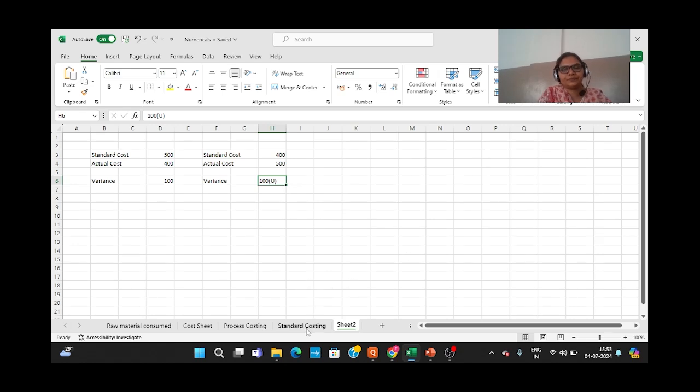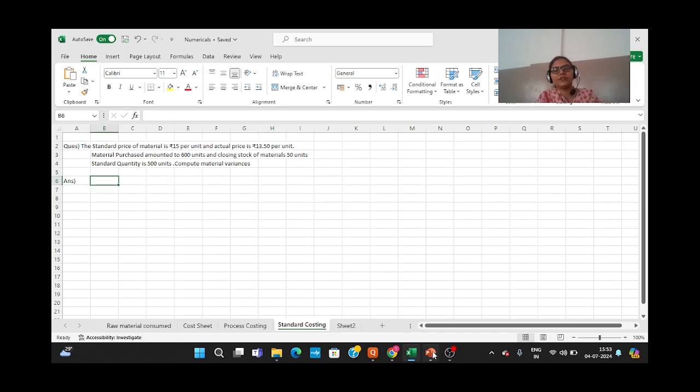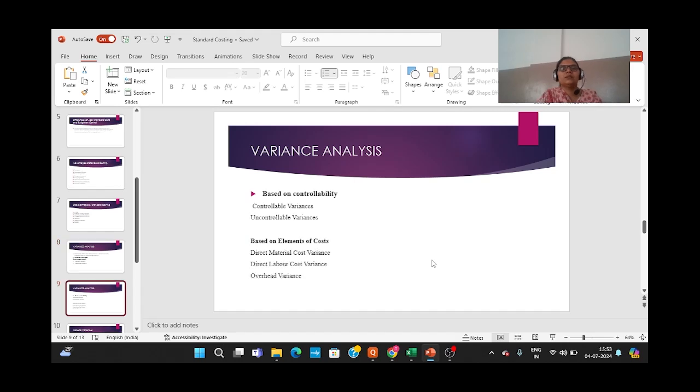Now, moving on further, based on controllability. Based on controllability, there are two kinds of variances: controllable variance and uncontrollable variance. Controllable variance: when an individual working in a company is made responsible for a variance, it is called controllable variance. Controllable variances are caused by factors internal to the organization.